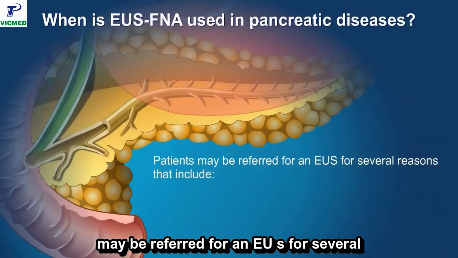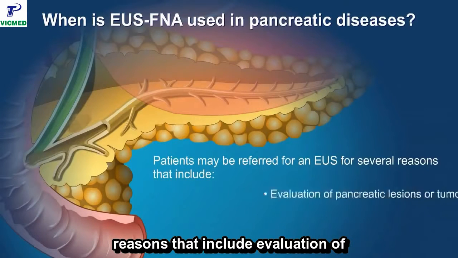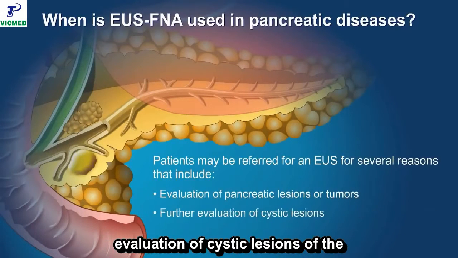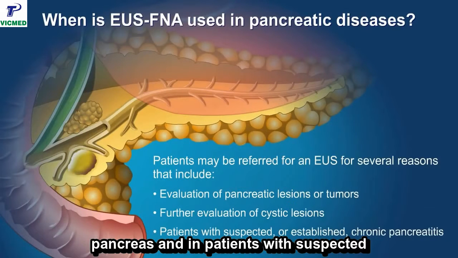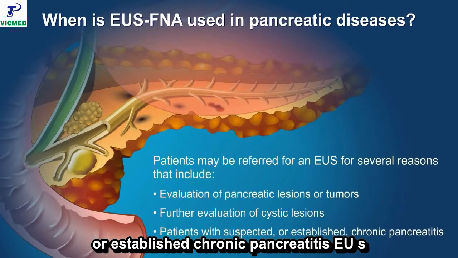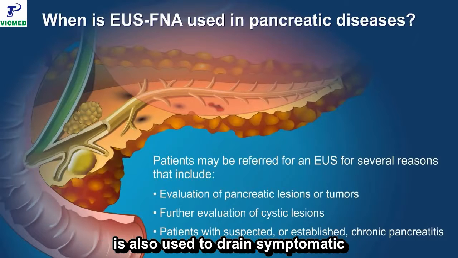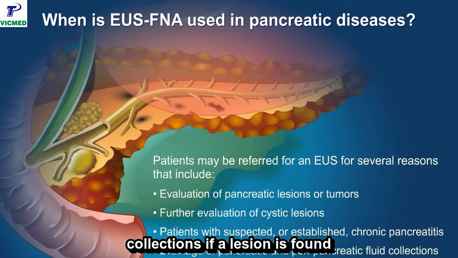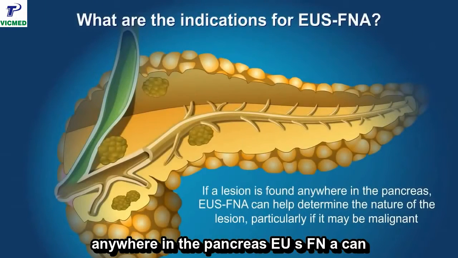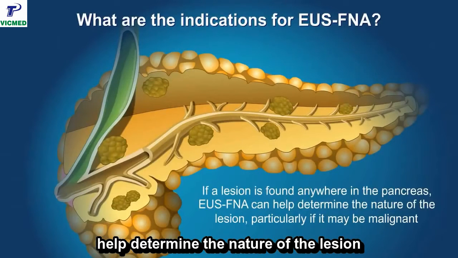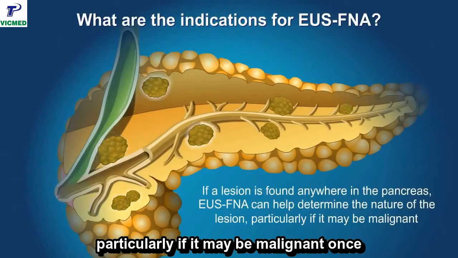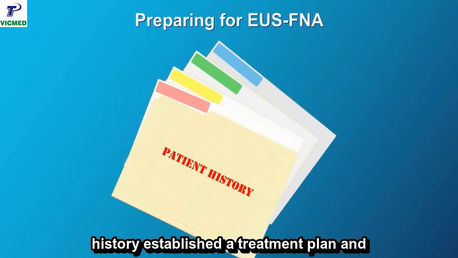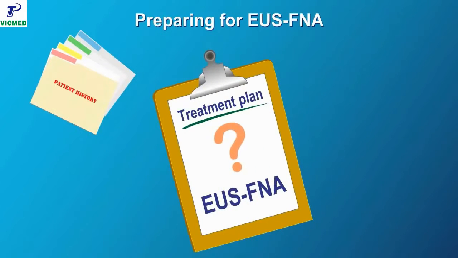Patients may be referred for an EUS for several reasons that include evaluation of pancreatic lesions or tumors, further evaluation of cystic lesions of the pancreas, and in patients with suspected or established chronic pancreatitis. EUS is also used to drain symptomatic pancreatic and peripancreatic fluid collections. If a lesion is found anywhere in the pancreas, EUS-FNA can help determine the nature of the lesion, particularly if it may be malignant.